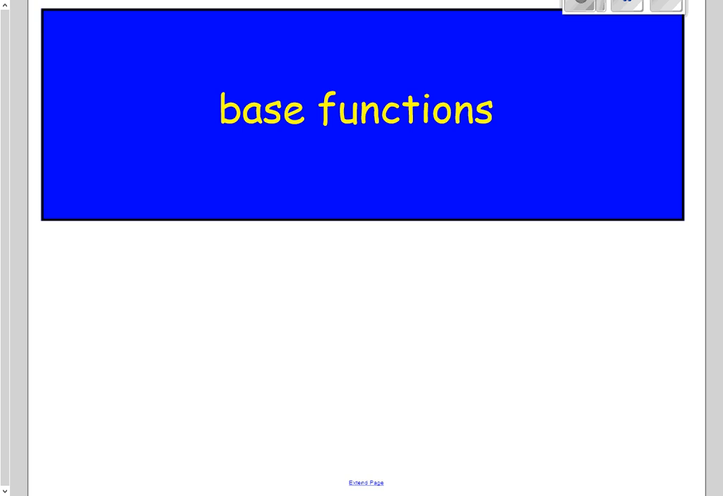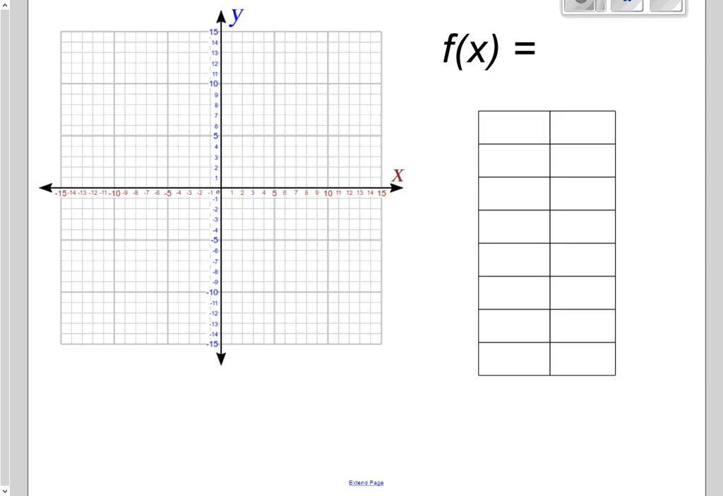And the main focus is we're going to think about how these functions are similar in their transformations. In other words, how they move along a graph, how they have some similarity. So we're going to get started here, and we're going to talk about the quadratic function. So the graph of f of x equals x squared.